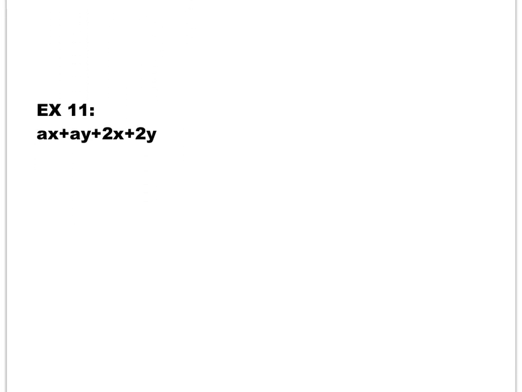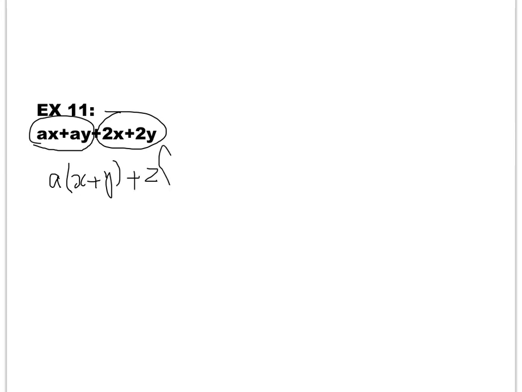The next example is ax plus ay plus 2x plus 2y. Again, I take the first two terms and the last two terms. In the first two terms, I can take a out. I get x plus y. In the last two terms, I take 2 out, I get x plus y again. Now, if you look at it, x plus y is common in both terms, so I take x plus y out, and I get a plus 2, which is going to be my final factor form.